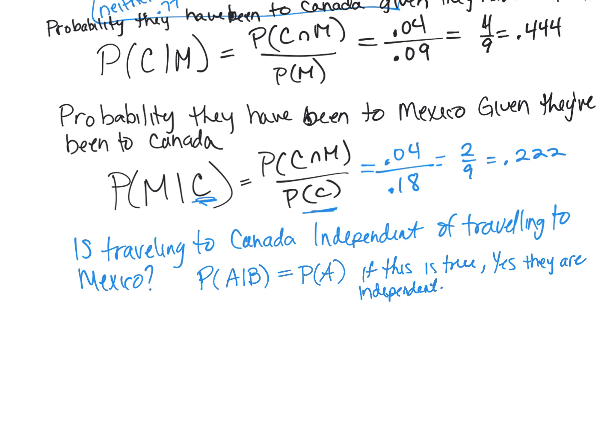So we're going to say the probability, we've calculated both things. We've calculated the probability of being to Canada given you've been to Mexico. We've calculated the probability of being to Mexico given you've been to Canada. So I can use either one of those. When you get to this point in the problem, asking about independence, you've calculated the A given B, and it doesn't matter which one you choose. Okay, I can choose either C given M or M given C.